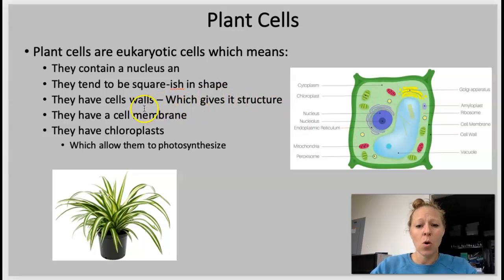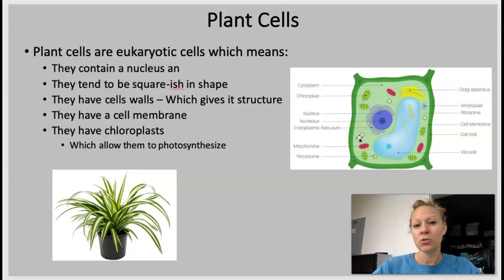They have cell walls, which give it structure. So if you look at this plant here, this spider plant, it doesn't have a skeleton, but the leaves can stand up. And that's really important because it's the cell walls that allow it to have that structure. While they have a cell wall, they also have a cell membrane. So on the inside of the cell walls, there's a membrane that's pushed up against that cell wall. So plant cells have both a cell membrane and a cell wall.